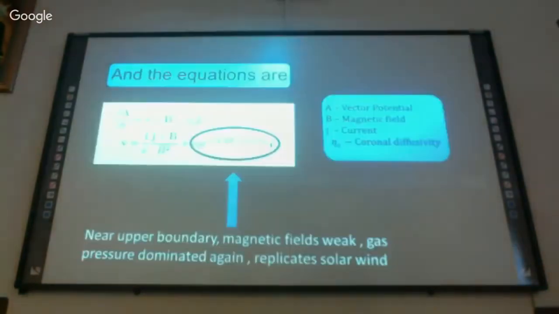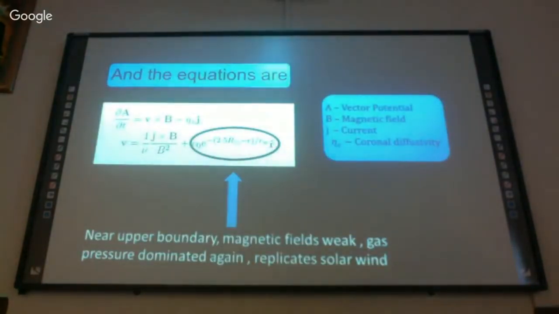Anyway, the diffusivity in such models is very important because the system is non-linear.